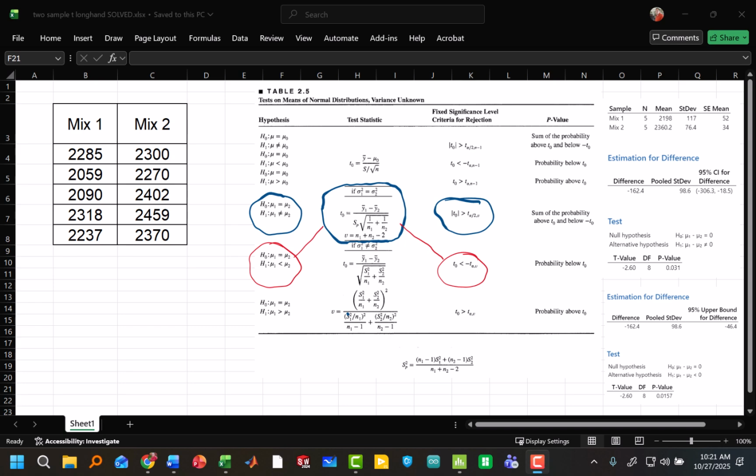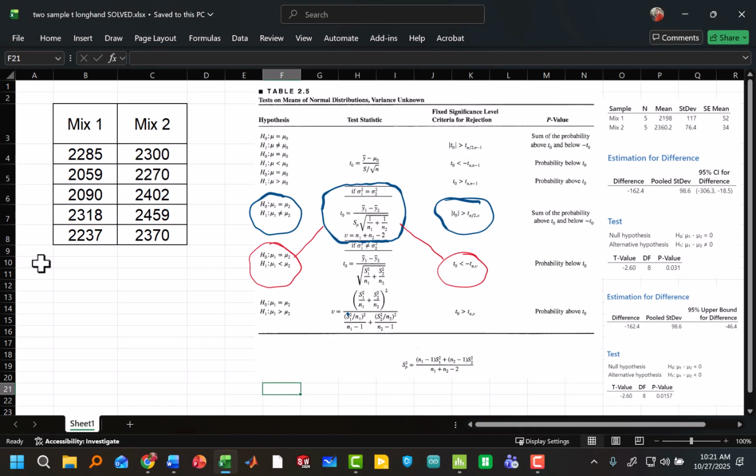Hello, this is an optional supplement to the two-sample t-test done in Minitab for those interested in seeing the underlying calculations. So we'll solve the same example, mix 1 versus mix 2. We're going to solve first the blue highlighted boxes, which is the two-sided alternative, and then we'll come back and solve the one-sided as well.